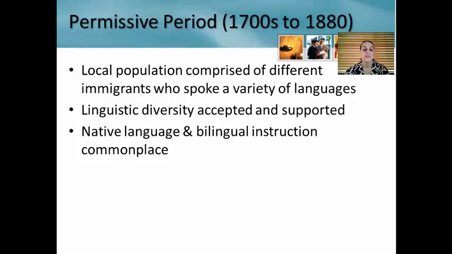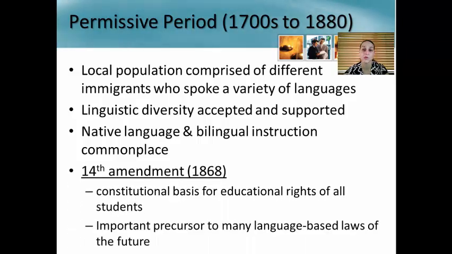Okay, so towards the end of the permissive period, we also see the passing of the 14th Amendment. This was a really, really important legislation because it prohibited state and local governments from depriving persons of life, liberty, and property without certain steps being taken to ensure fairness. And I'm sure you have heard about that before: life, liberty, property. That's sort of the three main tenets of that amendment. It also required equal protection under the law to all people within its jurisdiction.